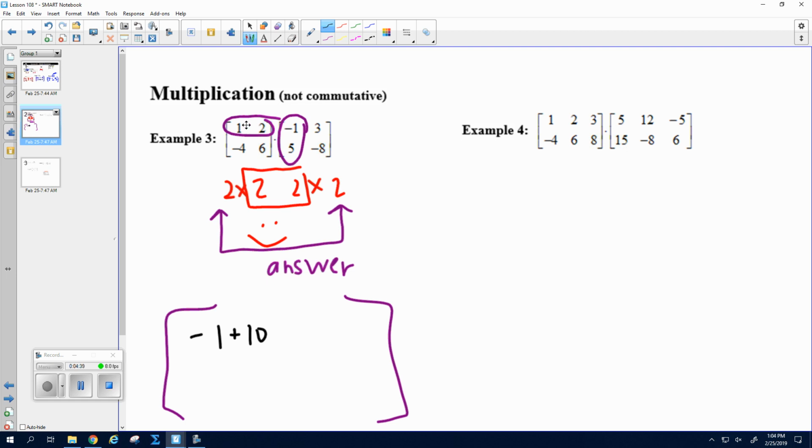Okay? Now I'm going to go across row 1 and down column 2. And this is going to give me this answer right here. So this is row 1, column 2 spot. Okay? So I'm going to do 1 times 3, which is 3, plus 2 times negative 8, which is negative 16.